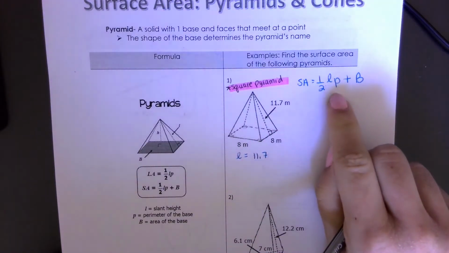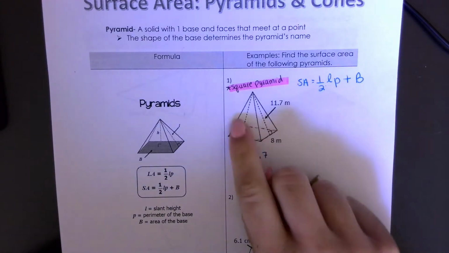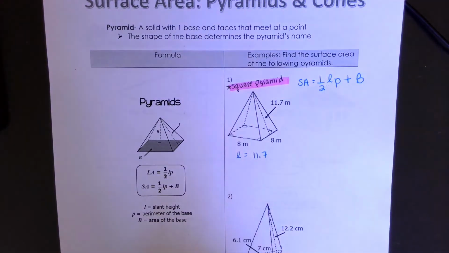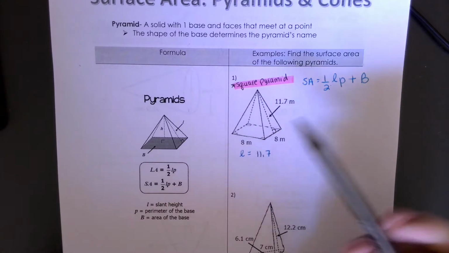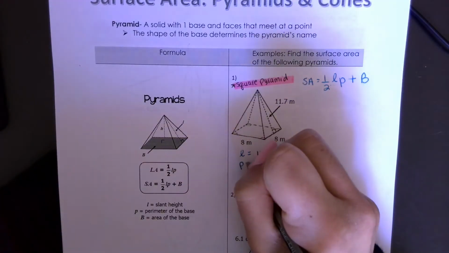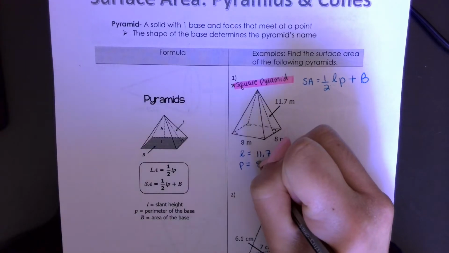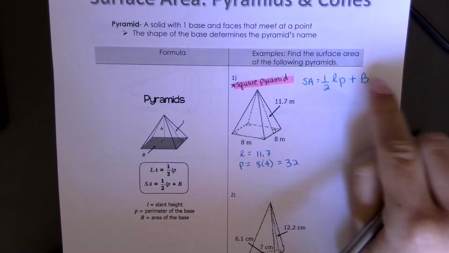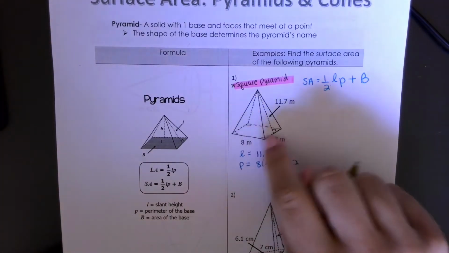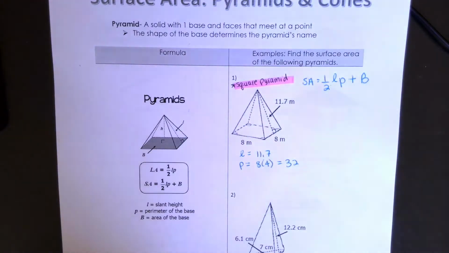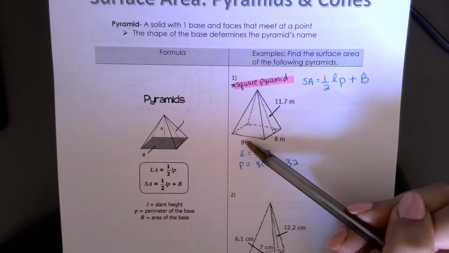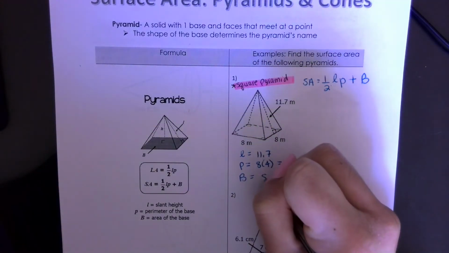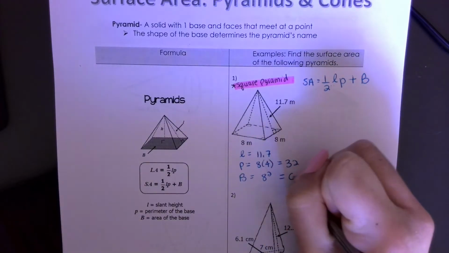So I have that. Now I need the perimeter of my base. This is a square. So perimeter means you're just counting all the sides and adding them together. Because I have 4 sides and they're all 8, I'm just going to multiply that. So the perimeter is 8 times 4. So that's going to give me 32. So I have my p-value. And now all I need is the area of the base. So again, this is a square, so it's 8 squared, because length times width, 8 times 8. So the big B is 8 squared, 8 times 8. So that'll give me 64.